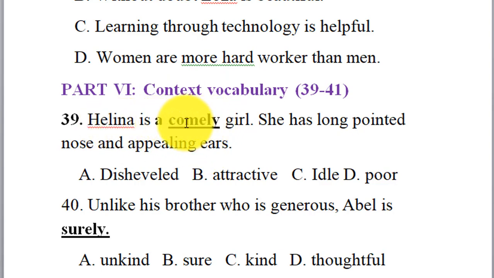Helena is a comely girl. So the underlined word is comely. She has a long pointed nose and appealing ears.